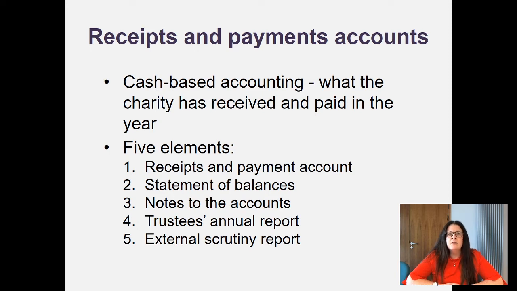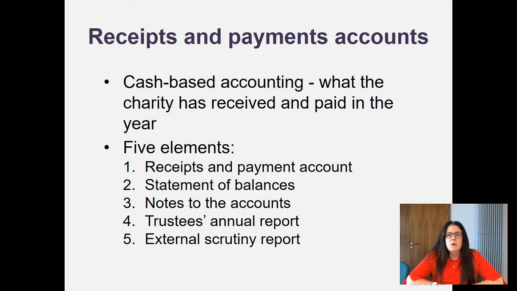The statement of balances will also list any other assets or liabilities that the charity has. For example, if the charity was a play group and it also had some play equipment, it would include the play equipment on its statement of balances along with the value of that equipment. Similarly, if the charity has any liabilities at the year end, for example, perhaps it's received an electricity bill before the year end but it hasn't paid it until the next year, it would include that on its statement of balances. And this will enable anyone who's looking at the accounts to properly understand the financial position of the charity.